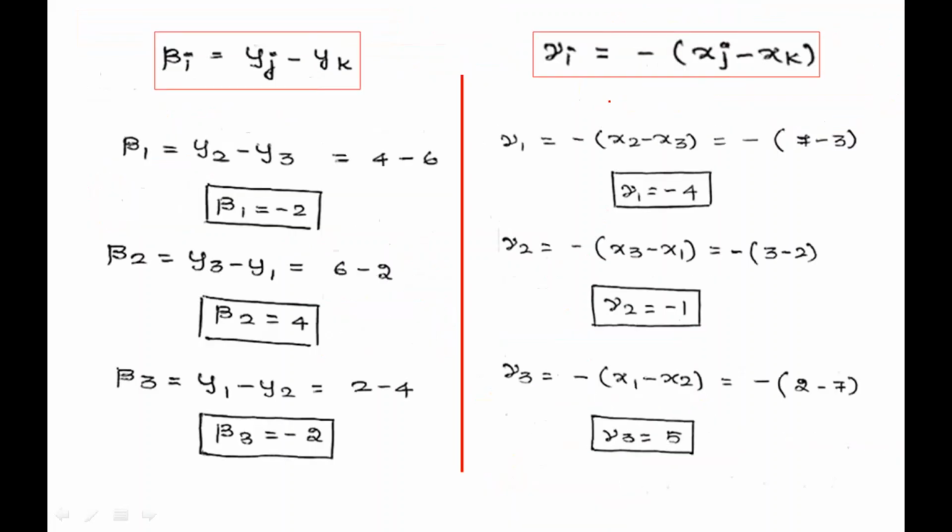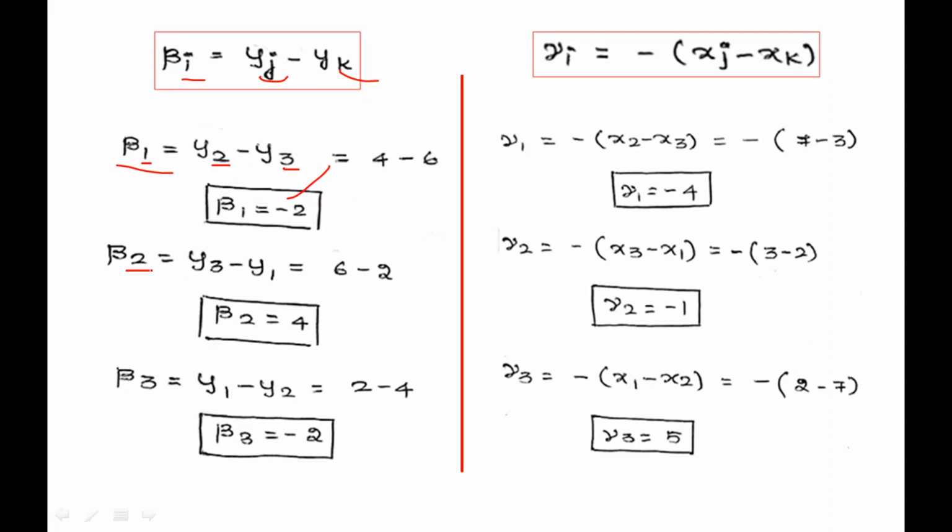Coming to the beta, gamma values. What is the expression for beta i? Beta i is yj minus yk. You see the ijk order, yj minus yk. So now what is beta 1? We are writing for 1. So y2 minus y3. That order we have to maintain. Substituting the values, we are getting beta 1 equal to minus 2.